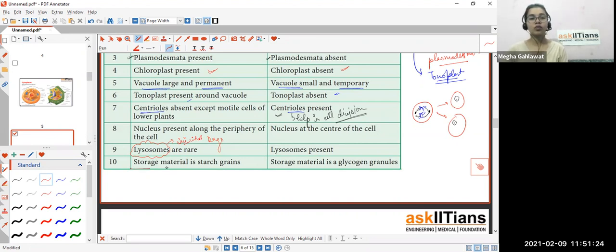Next thing is storage material, which is the starch grain. Why starch? Because during photosynthesis, when glucose is made, a lot of glucose molecules come together to form starch molecules, and that starch is stored in the plant cells in the form of stored food. Whereas in the animal cells, glycogen granules or glycogen molecules are used as the stored material. Okay, now I know this might be a lot, but it's very easy if you constantly revise it.